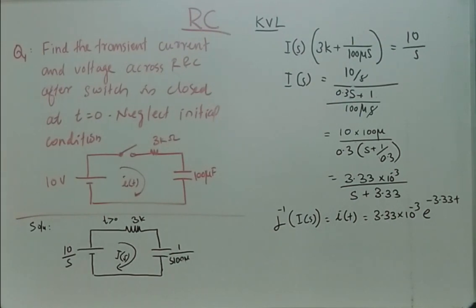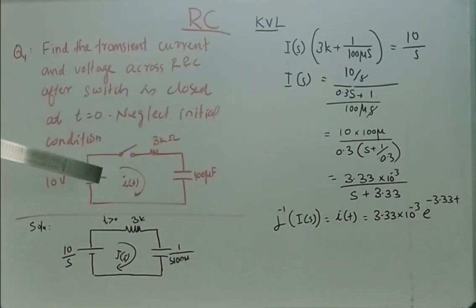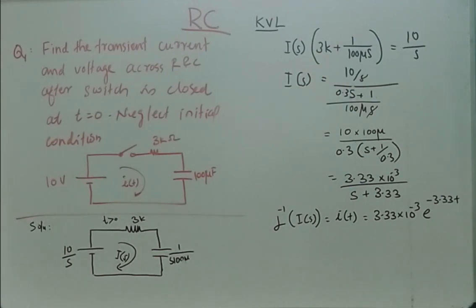After simplifying, we can obtain I(S) as 3.33 into 10 raised to minus 3 all divided by S plus 3.33. Now we can easily find the inverse Laplace transform in order to find i(t). i(t) can be obtained as 3.33 into 10 raised to minus 3 e raised to minus 3.33 t.